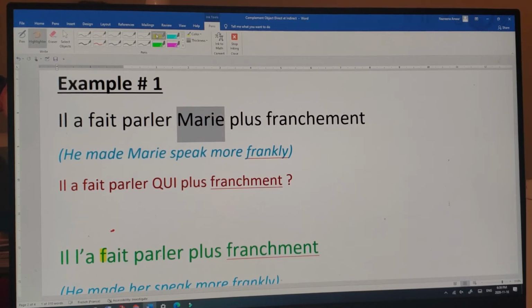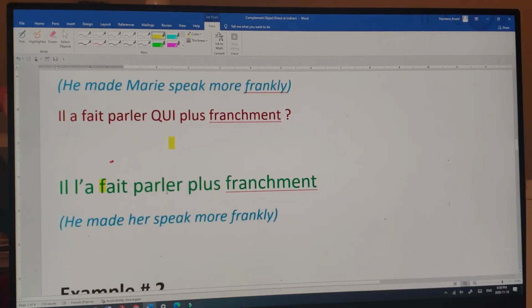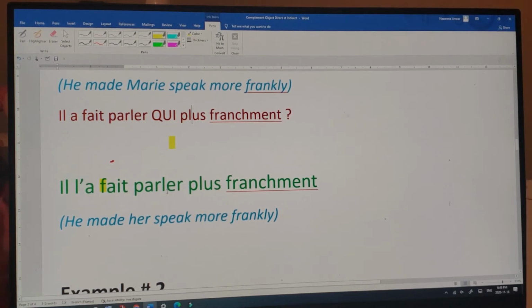So what question do we ask? Il a fait parler qui plus franchement? He made who speak more frankly? Remember, he is not speaking to Mary over here. He's just making Mary speak. So he made who speak more frankly? Mary. So qui, il a fait parler qui. That is why, when we use the passé composé, the past tense of this sentence with the causative construction, we say il l'a fait parler.